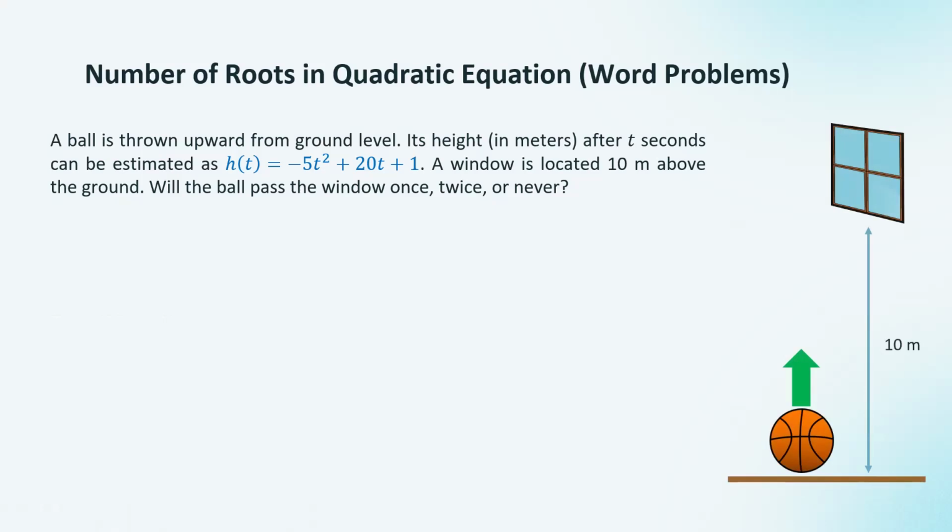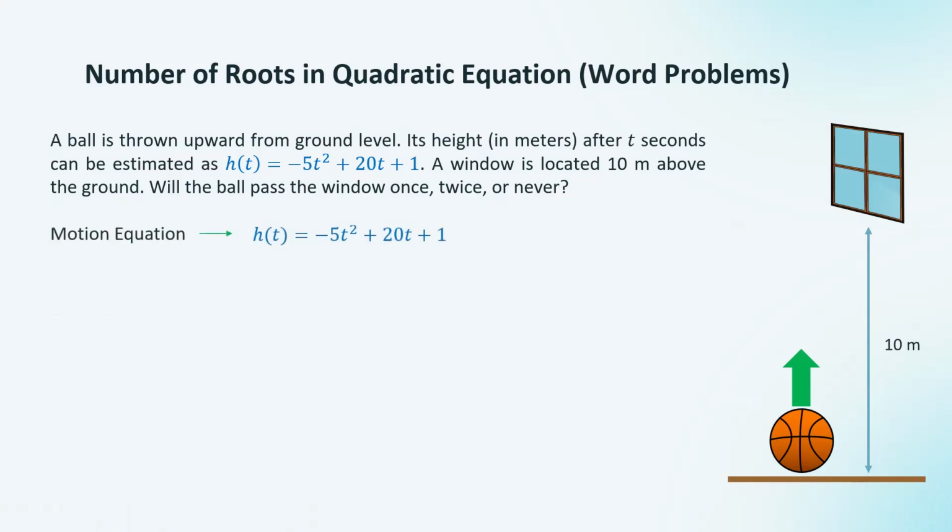Let's say we try to throw a basketball and then we throw it so high and we want to know whether it will pass the window twice. So that means once going up and then going down, or it's just going to be once. That means it will only reach the bottom of the window, or never, meaning that you throw it too low. Okay, so let's try to gather up all the information.